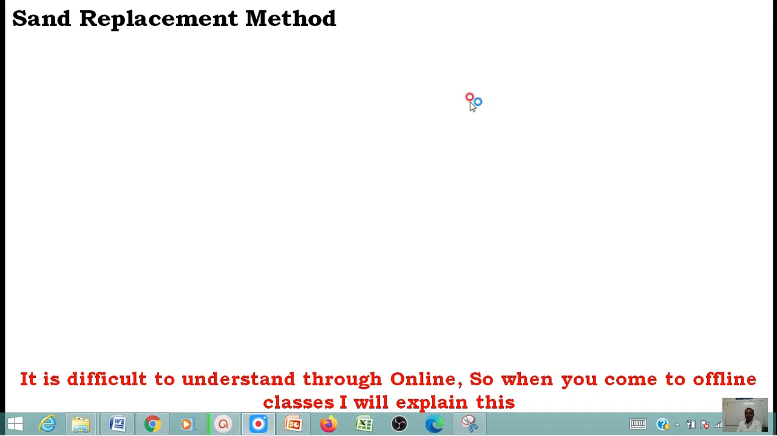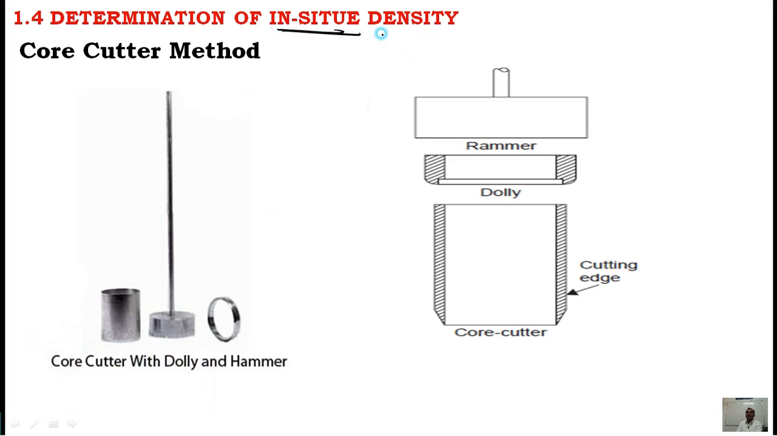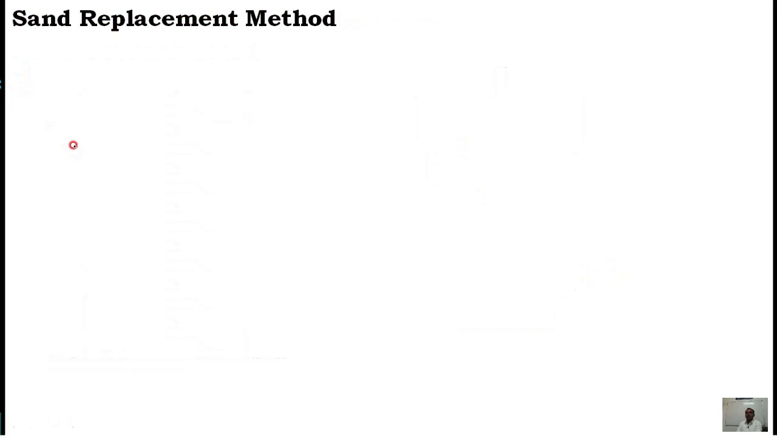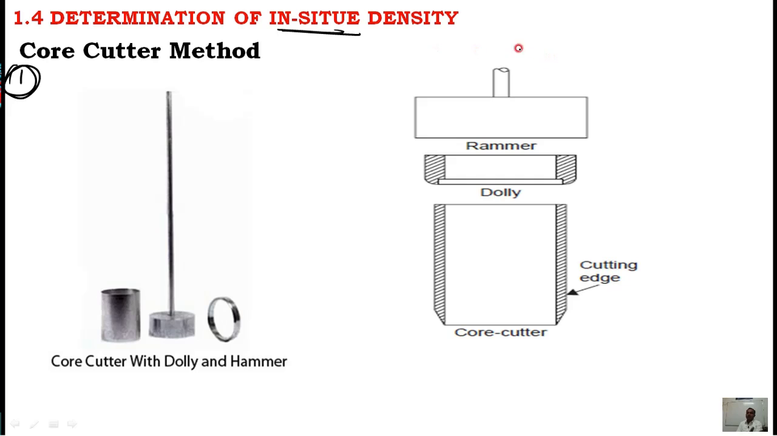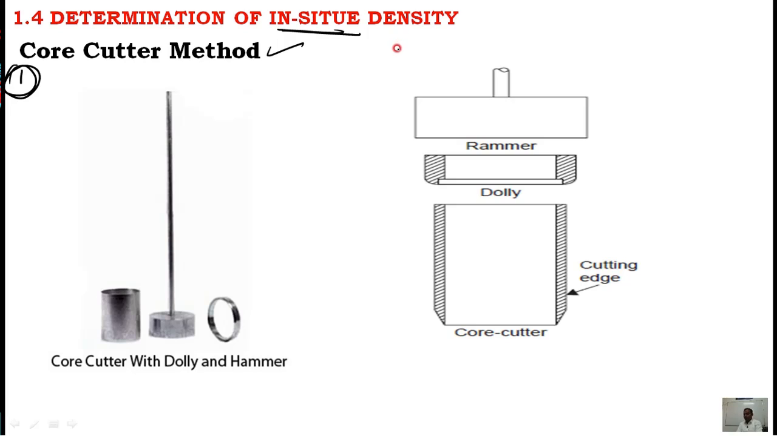Now, see here, to determine in situ density, we actually have 2 experiments. The first one is the core cutter method and the second one is the sand replacement method. Now we understood very clearly in the online class how the core cutter test is performed and how parameters are calculated. But the sand replacement method is also used to determine the in situ density of the soil. But why do we have 2 methods? There might be some demerits in the core cutter method.